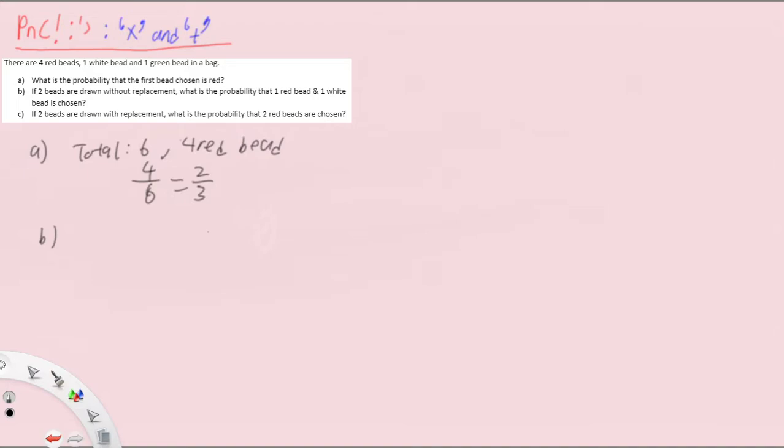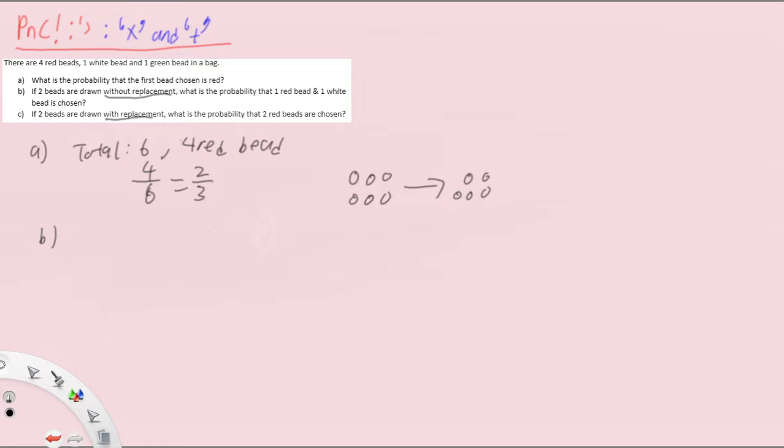The first keyword to take note of is without replacement. So what do you mean by without replacement? Without replacement basically means that you draw 1 and you hold it. You're not going to put it back. Then you draw the second one and then that's your 2 beads drawn. When you draw without replacement, if initially I had 6 beads, after I draw the first one, I'm only left with 5. You need to take note of that, because it's very different from part C where there is replacement, and I'll talk about that soon.